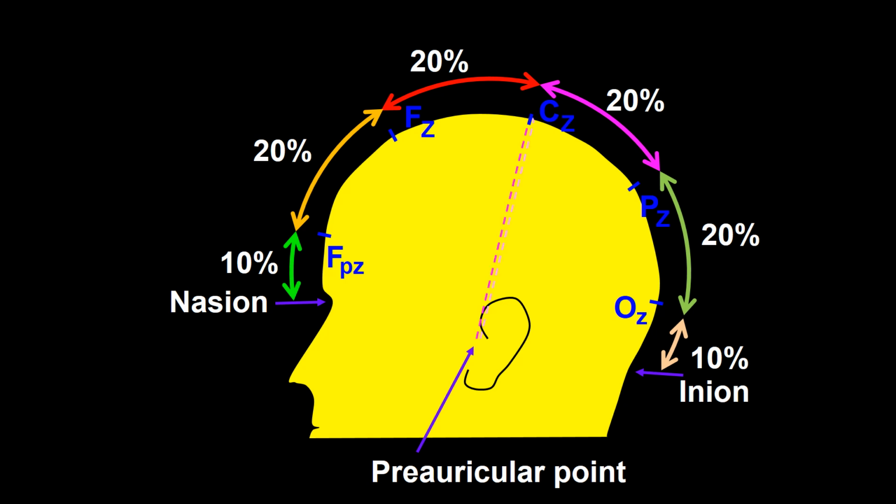Now we go to the preauricular point and measure from the left preauricular point to the right preauricular point going through CC. Then we go to the left side. Following the line we just made, we mark 10% up from the left preauricular point. This is the location for tentative T7. We do the same for T8.